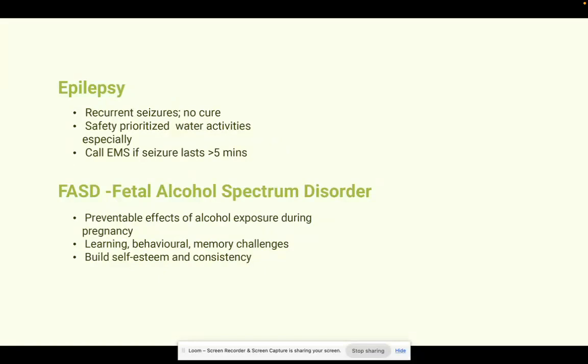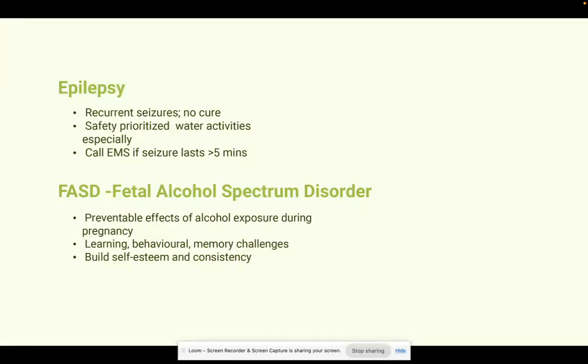When we talk about epilepsy, this is a recurrent seizure. It has no cure. It has something to do with brain injury as well. The main goal here is making sure that you provide safety. That's the priority, especially in water activities, like if they're swimming in the pool or in the ocean. You need to know when they are seizing, right? Make sure you call EMS, call 911, if the seizure lasts for more than 5 minutes.